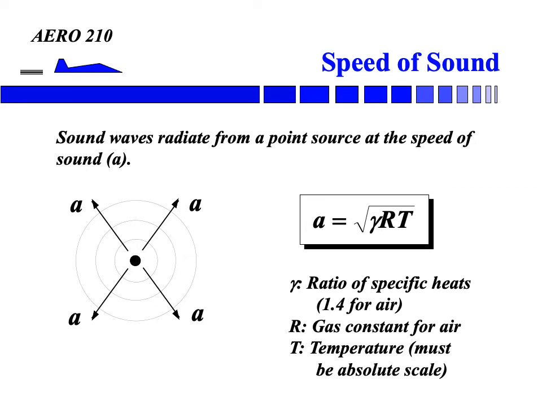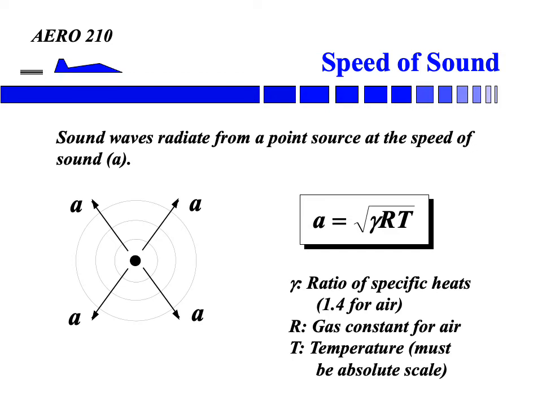Speed of sound also describes the state of air. And the speed of sound depends only on a couple of constants for a given gas, and then the absolute temperature of that gas. The equation is given there. We use the symbol A for the speed of sound. It has units of feet per second or meters per second and dimensions of distance per unit time.